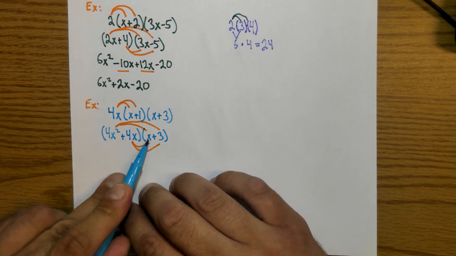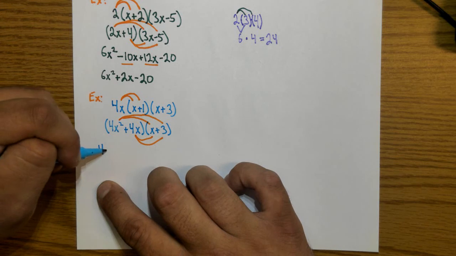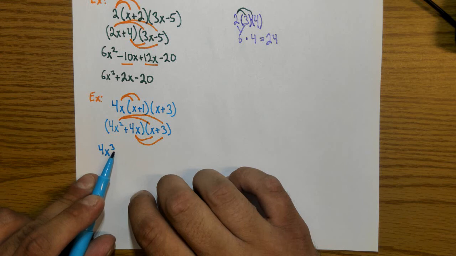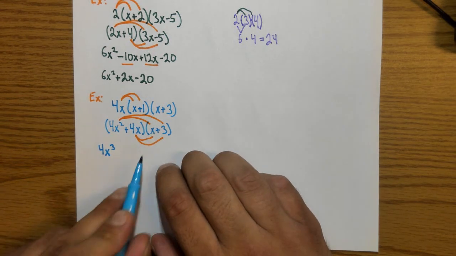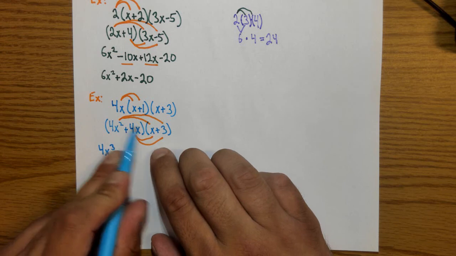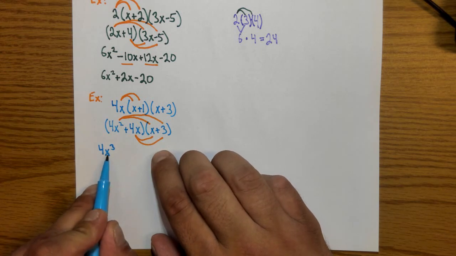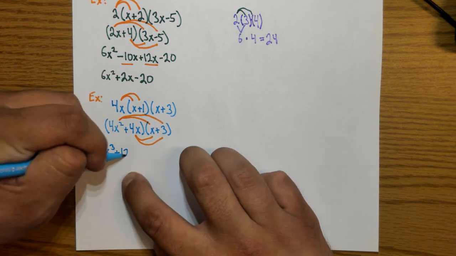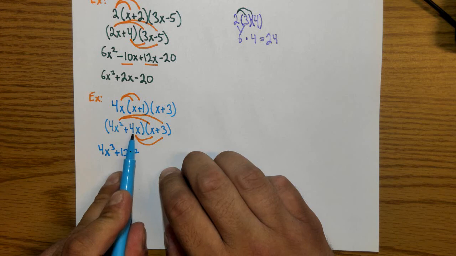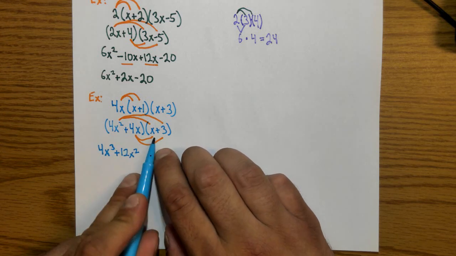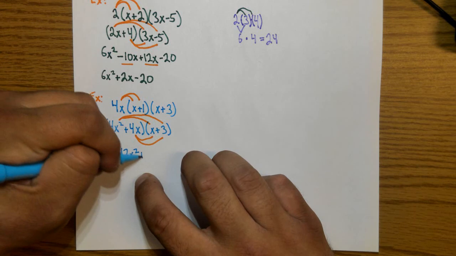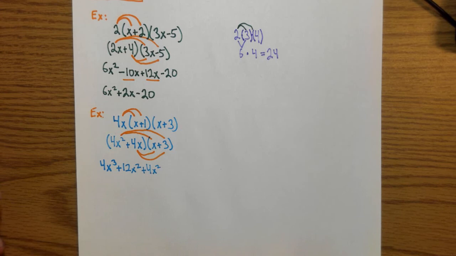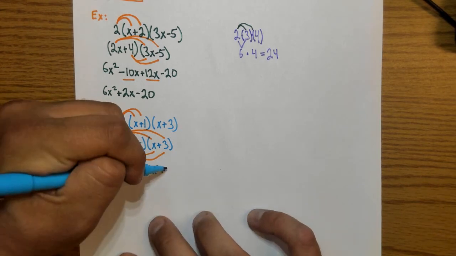4x squared times x, if we remember, that's going to give us 4x cubed. Because remember, when we multiply numbers with exponents, we add the exponents. And if there's not one written, it's understood to be 1. So if we think 2 plus 1 is 3. And then we have 4x squared times 3. Well, 4 times 3 is 12, so plus 12x squared. And then we have the inner ones. 4x times x is going to be 4x squared. And then finally we have 4x times 3, which is going to be plus 12x.